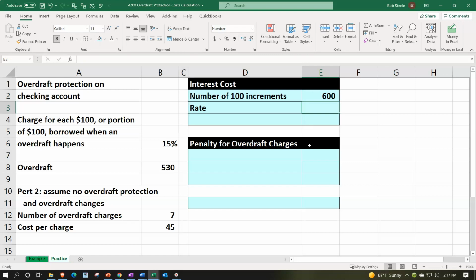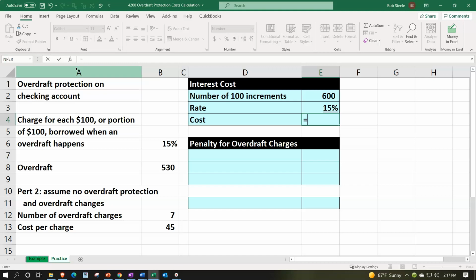We're going to pick up the rate, which we're going to say is the 15%. Let's percentify that by going to the number group, percentify, font group, and then underline. And that would be the cost. Let's say the cost is going to be equal to the 600 times the 15%.